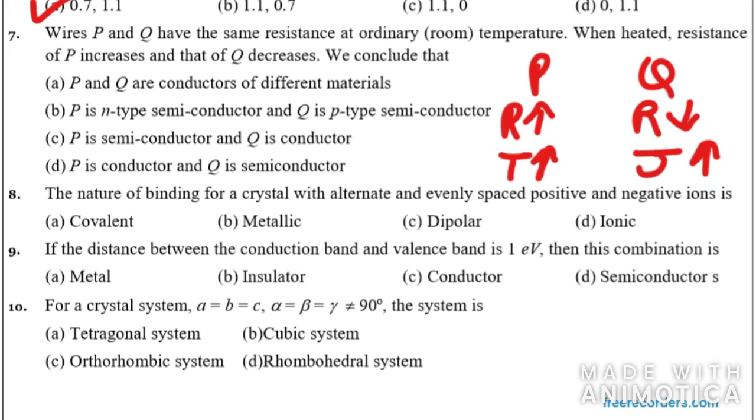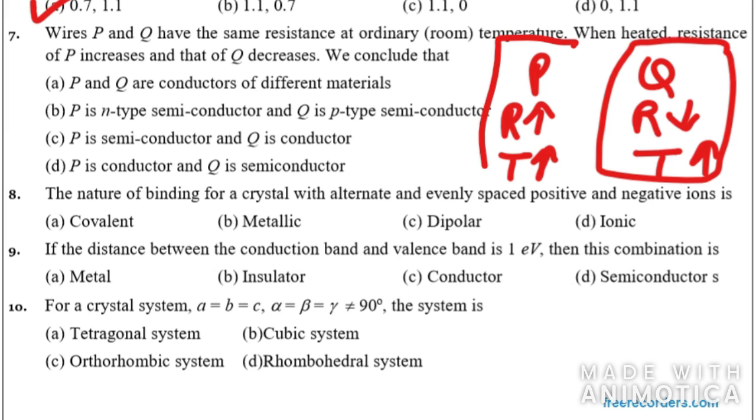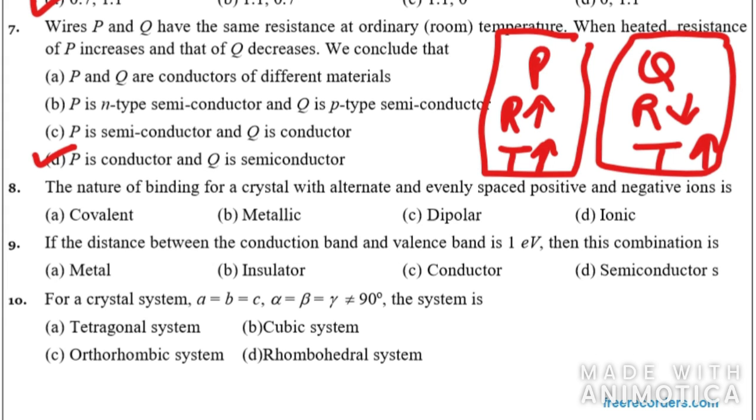That is the condition of a semiconductor, because when resistance is decreasing and temperature is increasing, it is a semiconductor. That means Q is a semiconductor. And for P, as resistance and temperature are both increasing, it is a conductor. So out of these options, the right option is D, that is, P is conductor and Q is semiconductor.